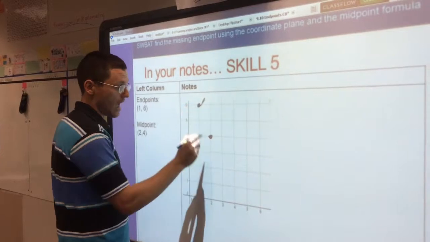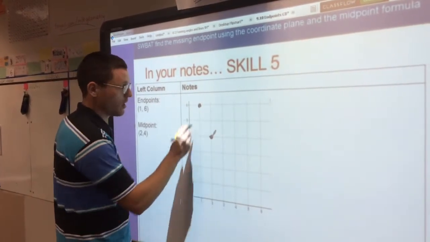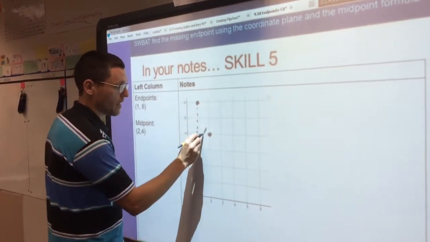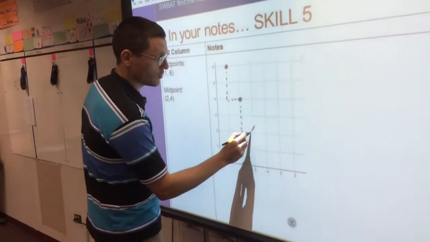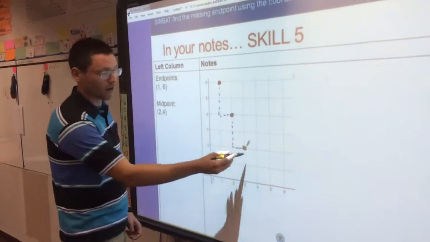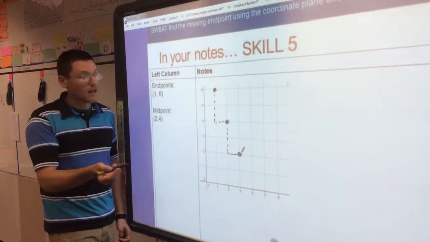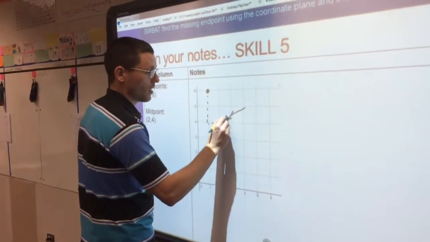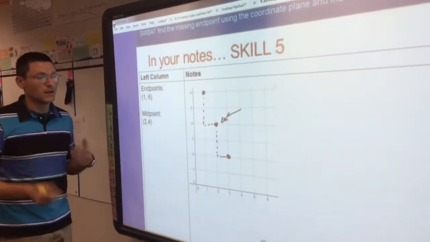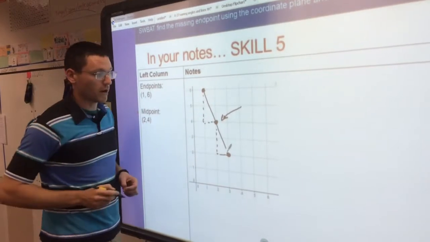And it's really easy to visualize this with the graph, right? If this is the end of the line and the middle is right here, we can just follow that pattern down, right? Down 2 over 1, down 2 over 1. And the other end of our line has to be right there. And the line that we ended up with has our midpoint right in the middle of the line, which is exactly what we wanted, okay?